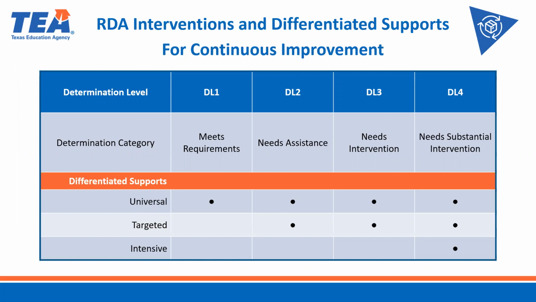LEAs receiving intensive supports are required to provide evidence of completion of support activities. Examples of evidence that may be submitted include, but are not limited to, technical assistance schedules, revised procedures, handouts and materials used for professional development, meeting agendas, sign-in sheets for training activities, and data demonstrating progress towards strategic support plan goals.